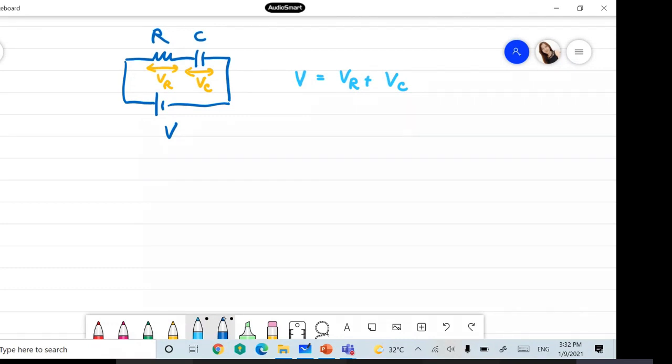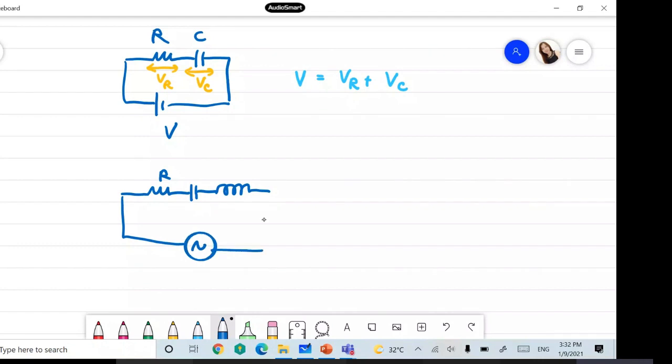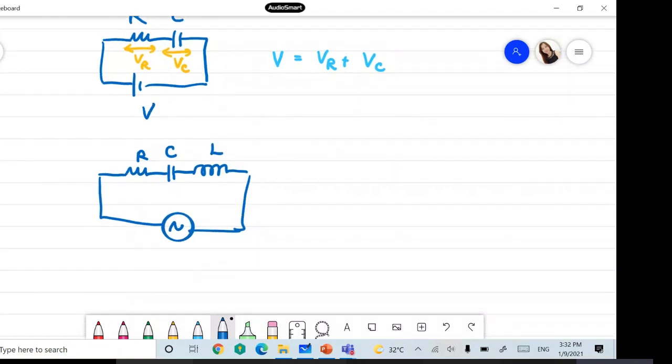And now we consider the case where you connect a resistor, a capacitor, and also an inductor with the AC circuit, right? So this is C and this is L. Voltage across the resistor is VR, voltage across the capacitor is VC, and voltage across the inductor will be VL. But this is an AC circuit. AC means the voltage here is actually V equal to V naught sine omega t.